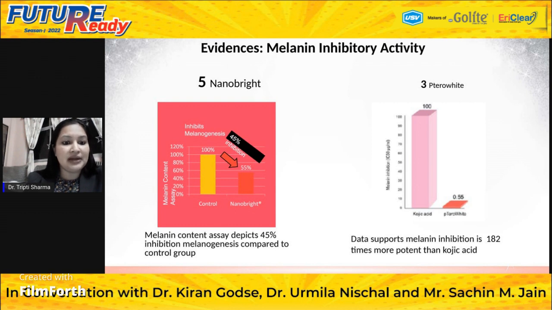From a melanin content assay, it has depicted that 45% inhibition of melanogenesis was there as compared to that of control group. Similarly, in the terowhite, in a comparative study, it has been seen that melanin inhibition was 182 times more potent than that of kojic acid.